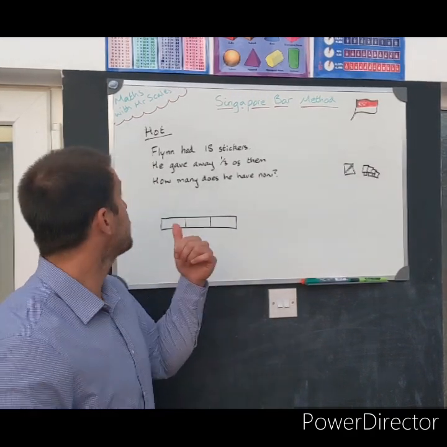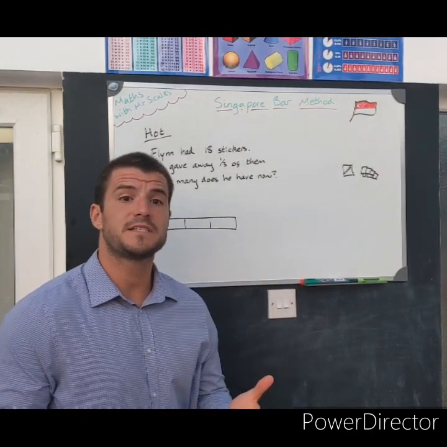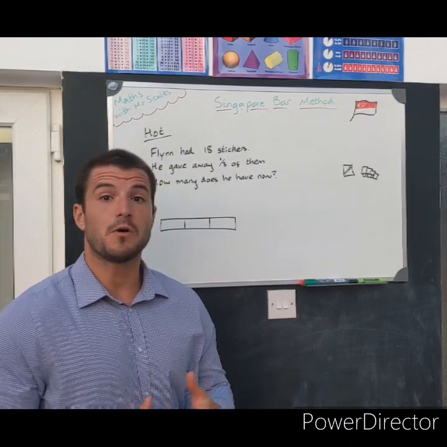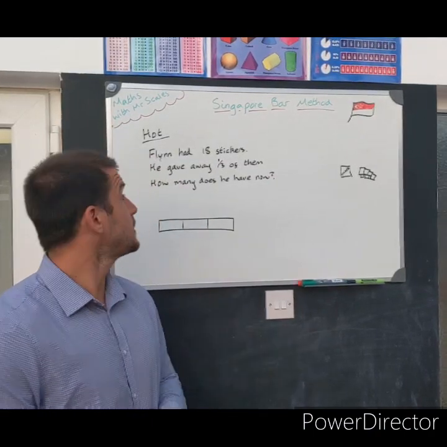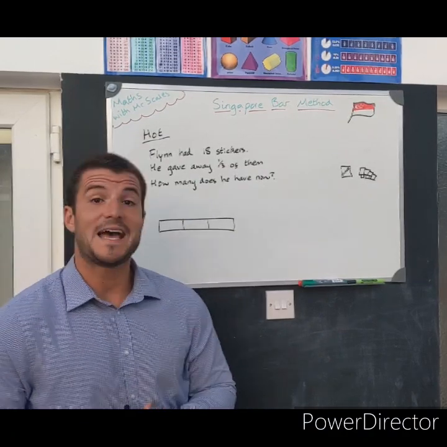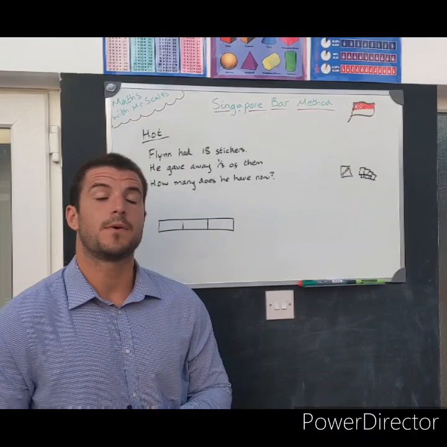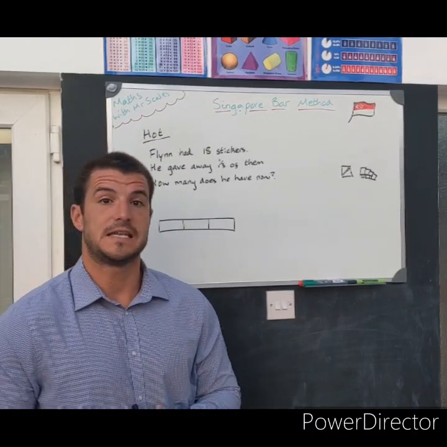Okay, so up next we have the hot challenge. Maybe you've had a go at the sizzling one and you want to have a little bit more practice. Maybe you thought, no, I want to jump straight in at hot. The hot challenge is as follows. Flynn had 18 stickers. He gave away 1/3 of them. How many does he have left now?